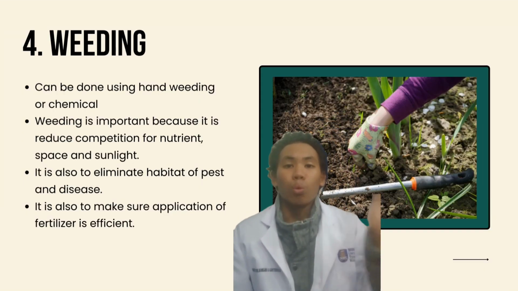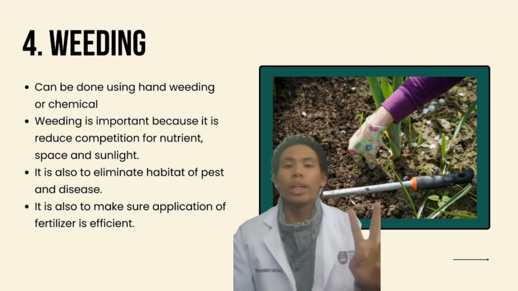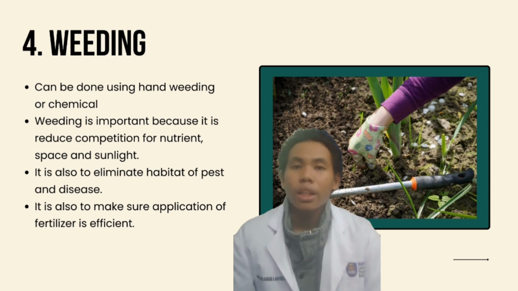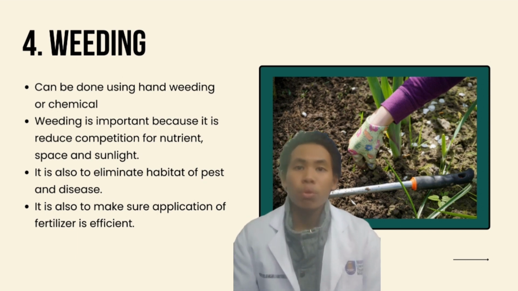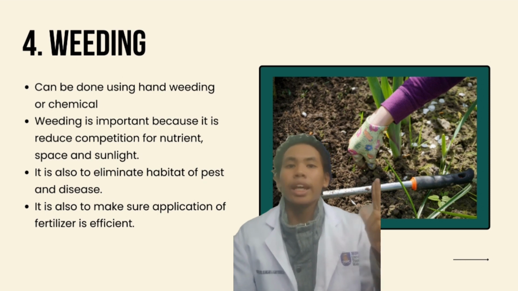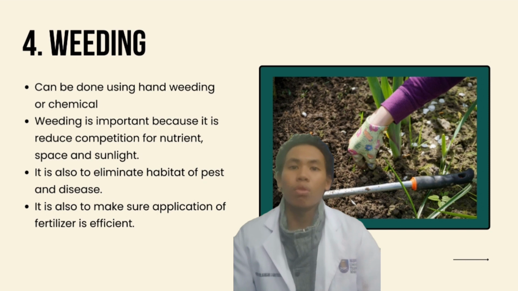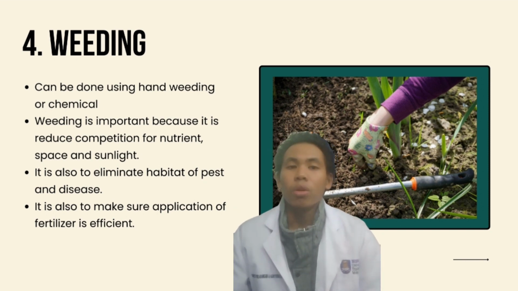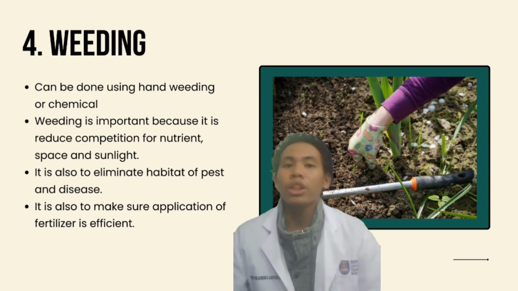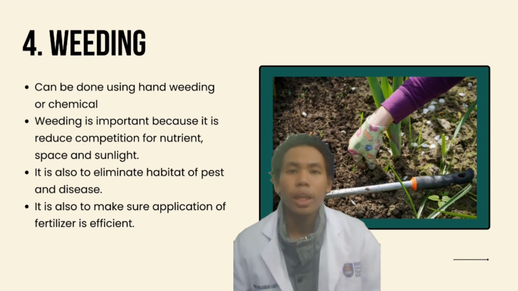Now we go to the weeding part. Weeding can be done in two ways, hand weeding or chemical weeding. Weeding is very important to reduce competition for nutrients, space, and sunlight. It is also to eliminate the habitat of pests and diseases, and to make sure the application of fertilizer is efficient.